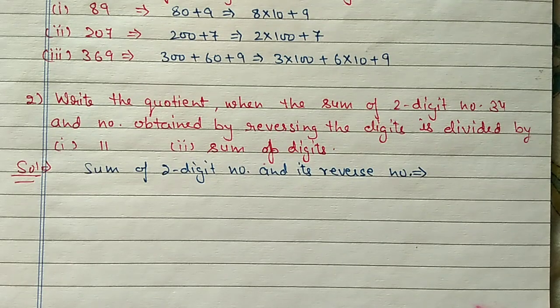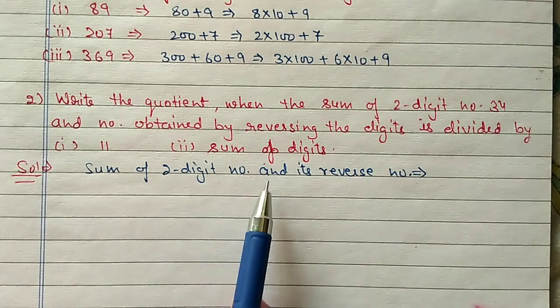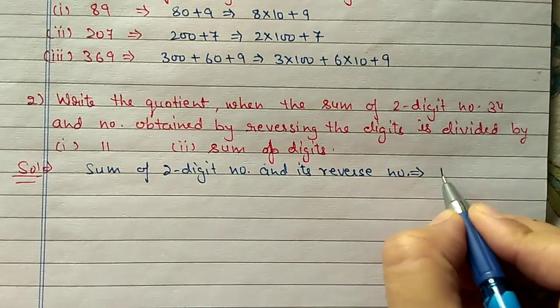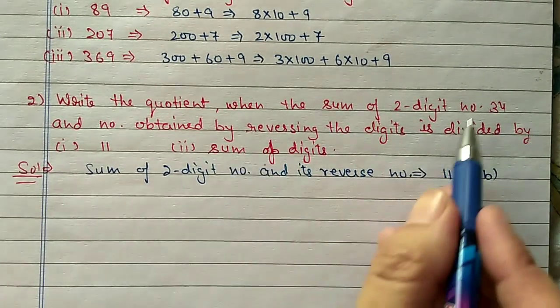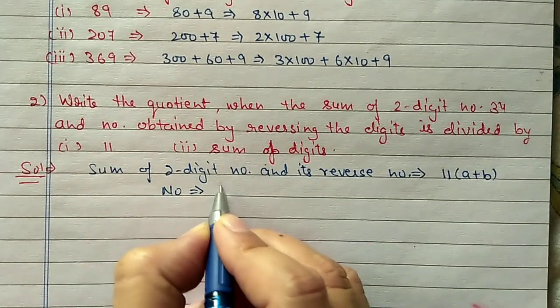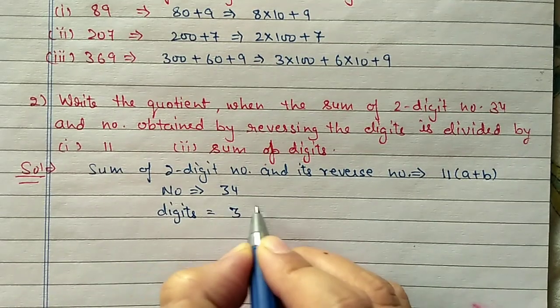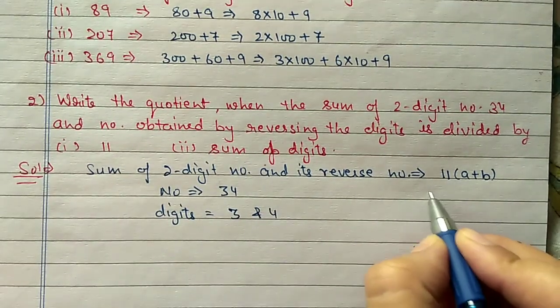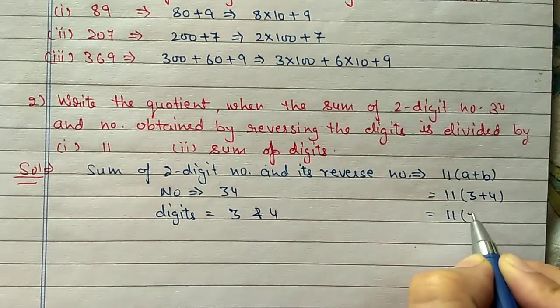Next, question number 2: write the quotient when the sum of the 2-digit number 34 and the number obtained by reversing the digits is divided by 11, and second, divided by the sum of digits. So as we discussed in the property, the sum of a 2-digit number and its reverse number will always be 11 into the sum of digits. So what are the digits here? The number we have is 34. It means the digits are 3 and 4. So actually we will get here 11 into 3 plus 4, 11 into 7.